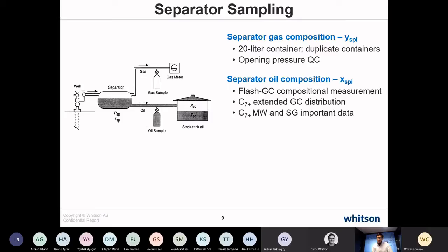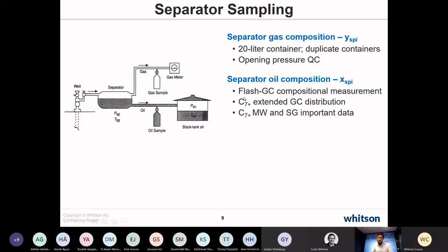Then we have the separator oil compositions. We also collect the separator oil samples, so that you can see here. We have a bottle for the gas sample and a bottle for the oil sample. The composition of the oil sample is measured through flash GC compositional measurement.